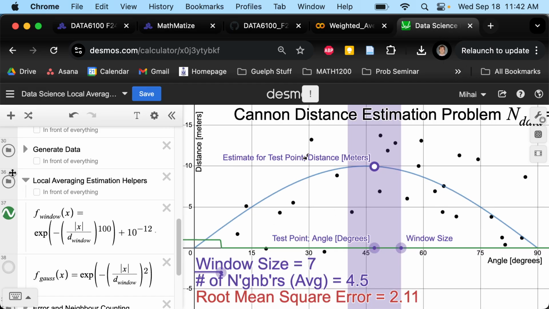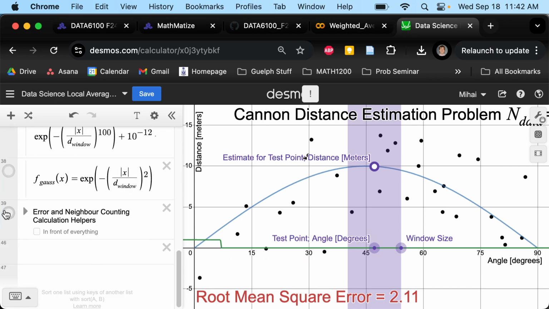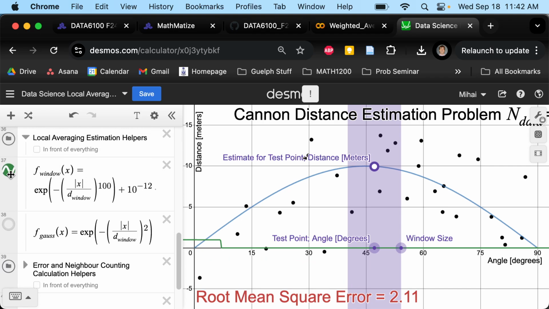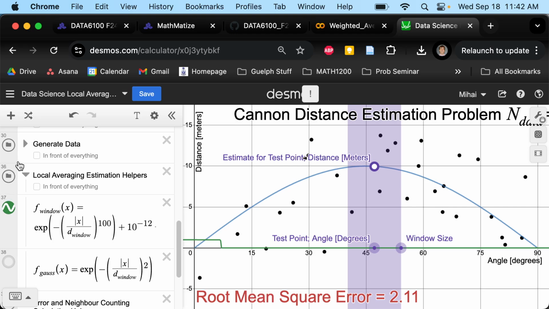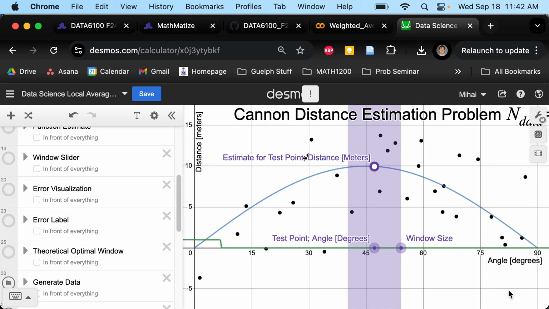So that was good. I want to turn off this error display. Where's the error label? Okay, turn this off.